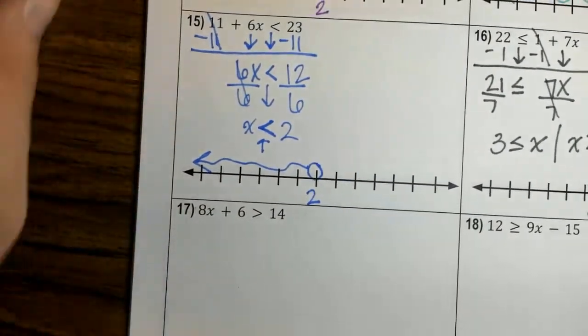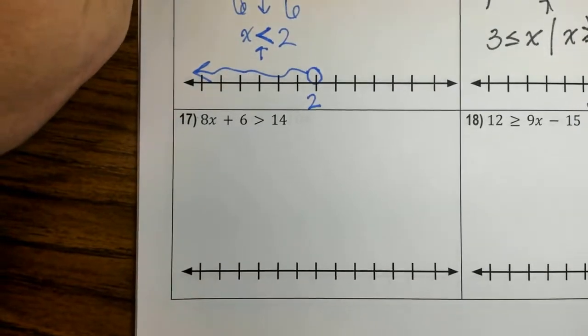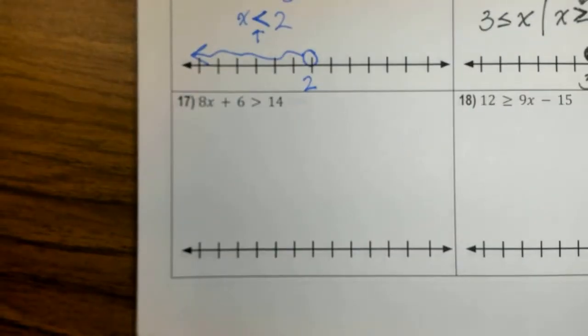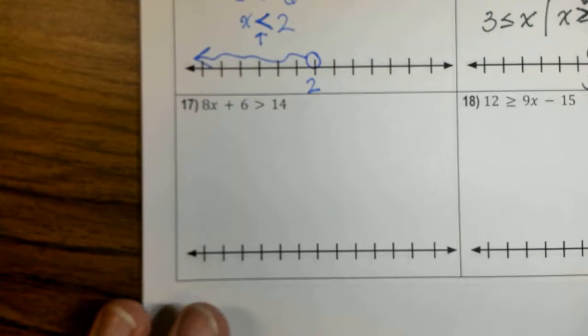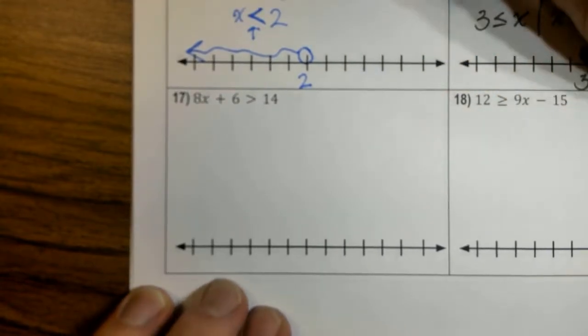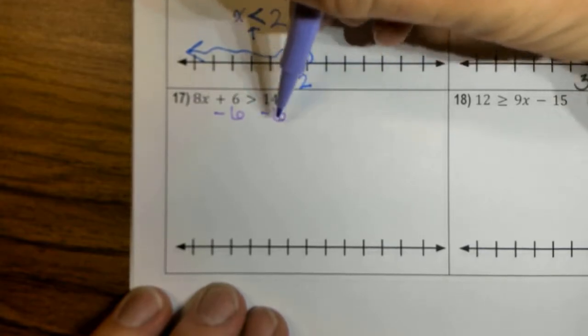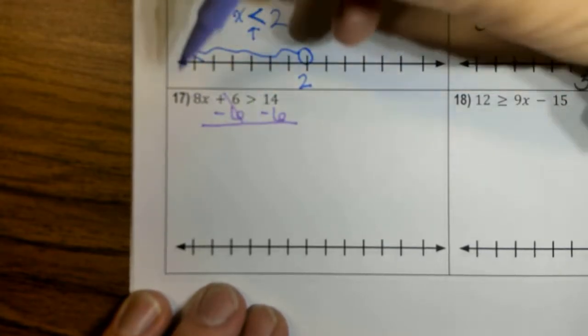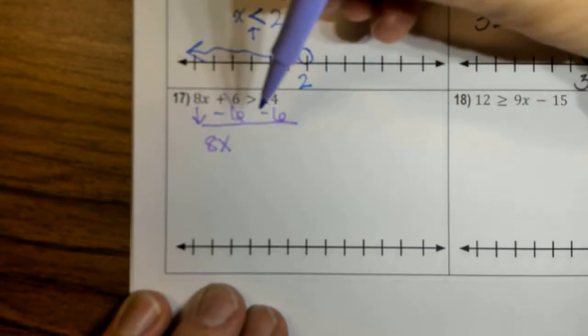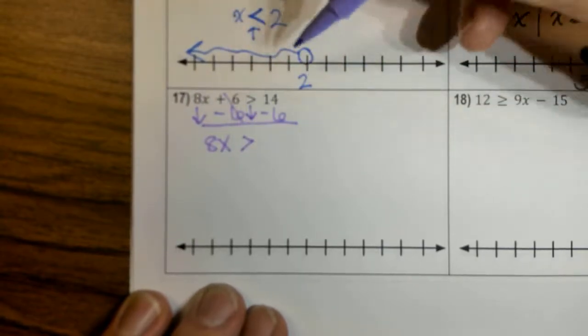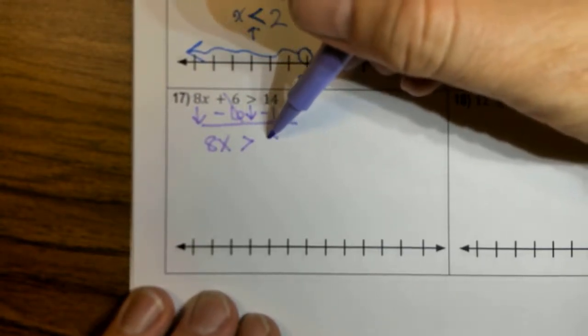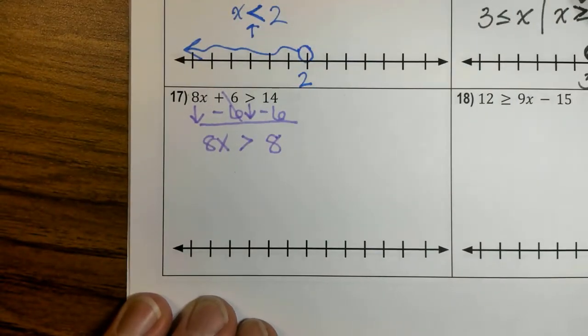All right, already down to our last 2. So I got 17. Oh no. So 17, I have to get rid of the 6, so same thing as we've been doing. So minus 6, bring down the 8x, bring down the symbol, greater than. 14 minus 6 is 8. And then I divide.